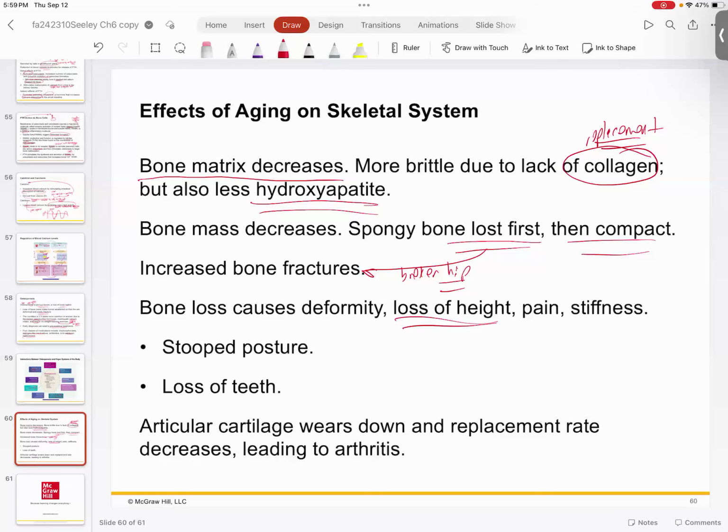You're not going to lose like a foot of height. You'll probably lose a few inches perhaps. But this will also lead to pain in your joints and stiffness. So these are all issues that you hear older people complain about as they get older. Generally speaking, your posture will become stooped because of the inability of the frame, your bone mass, to hold up your body.